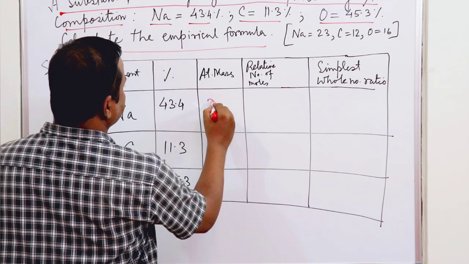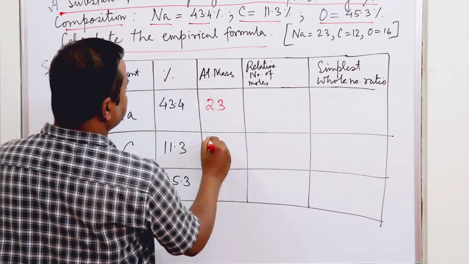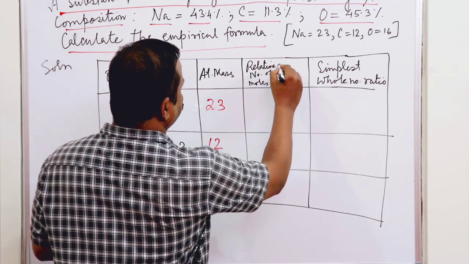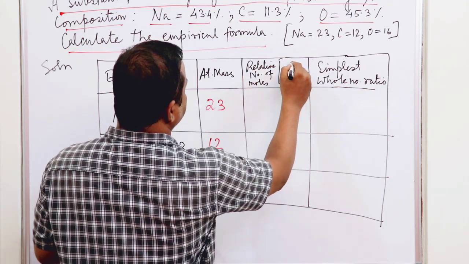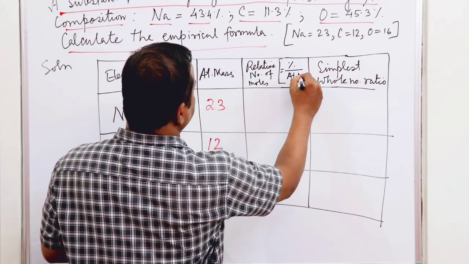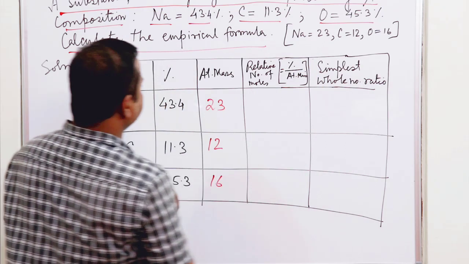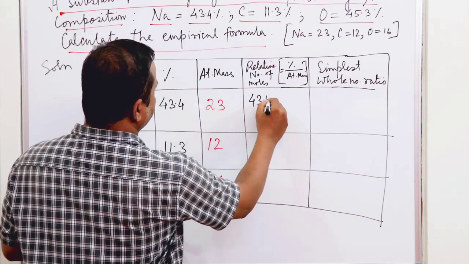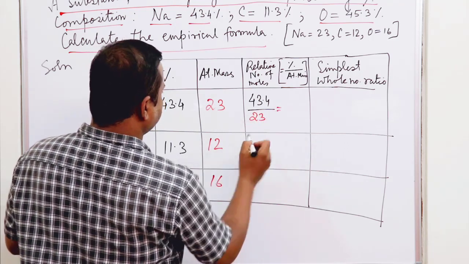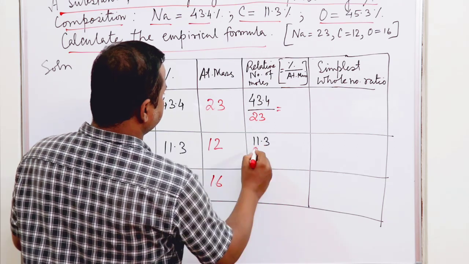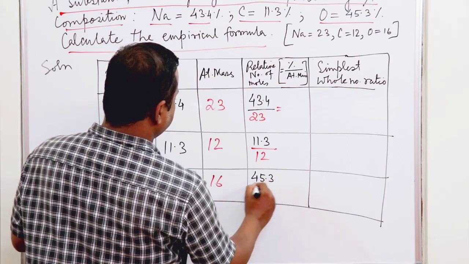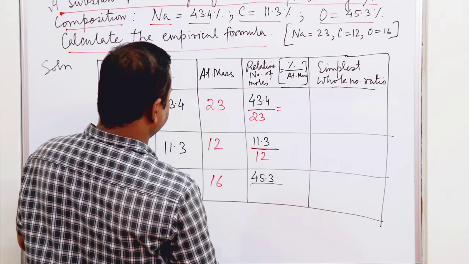Atomic mass of sodium 23, carbon 12, and oxygen 16. Now please remember, while finding relative number of moles, you divide percentage by atomic mass. So 43.4 divided by 23, then 11.3 divided by 12, then 45.3 divided by 16.